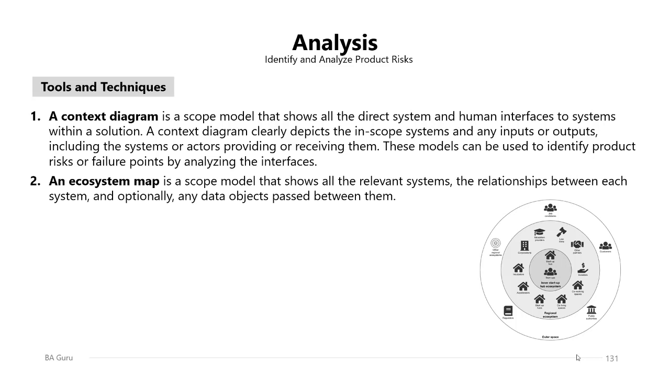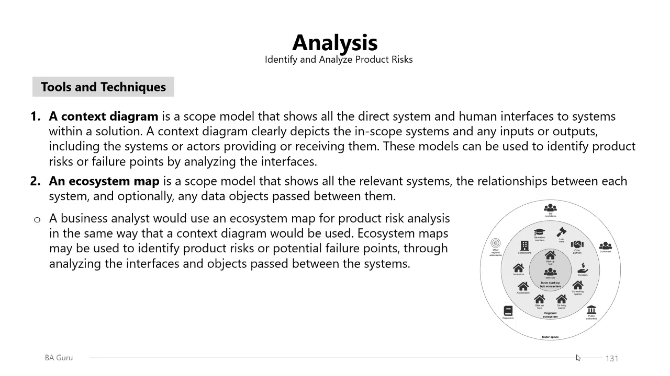The second tool will be the ecosystem map, which is again a scope model that shows all the relevant systems, the relationships between each system, and optionally any data objects passed between them. Now, the business analyst would use an ecosystem map for product risk analysis in the same way that a context diagram would be used. Ecosystem maps may be used to identify product risks or potential failure points through analyzing again the interfaces and objects passed between the systems. So looking at these two scope models can help us analyze the interfaces in order to define any potential risk or failure point.